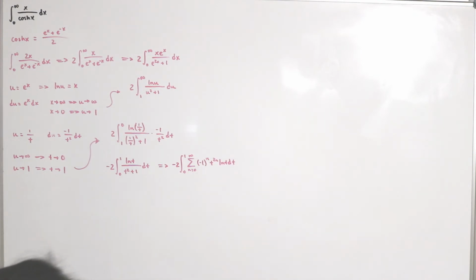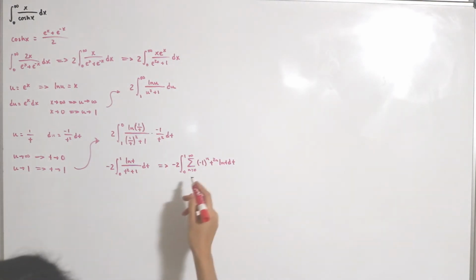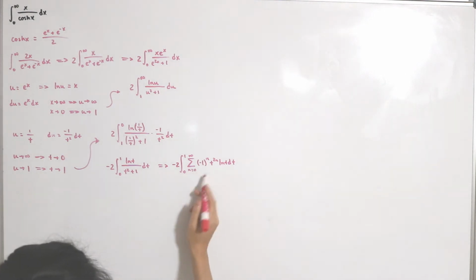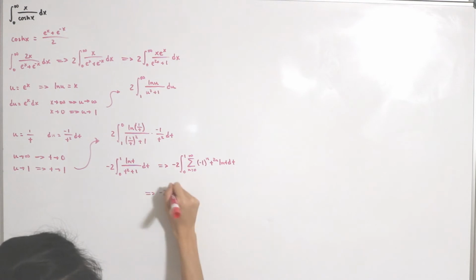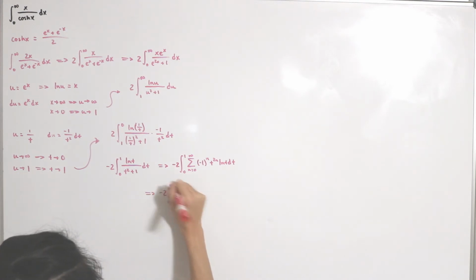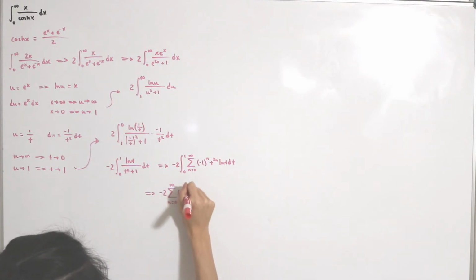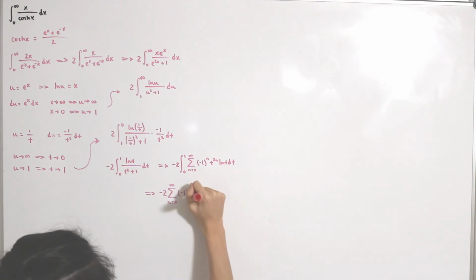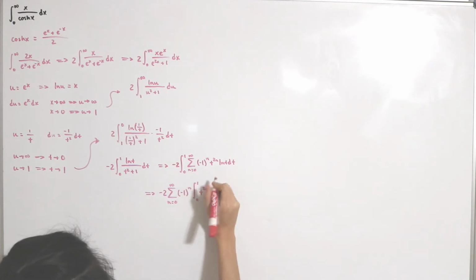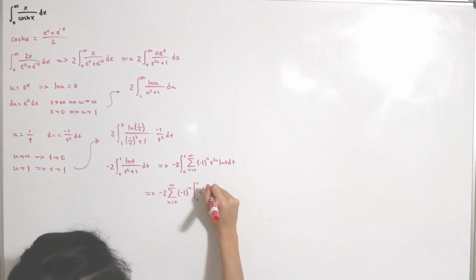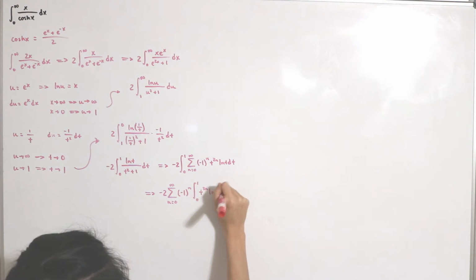Okay, then by using our summation rules, I can just move the constants and the summation symbol outside. So -2 summation from n equals 0 to infinity of (-1)^n, and then the integral from 0 to 1 of t to the 2n, my bad, multiplied by ln of t dt.